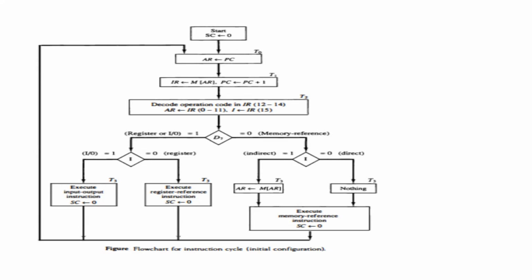If the opcode is 7, it means the D7 bit is active, then it may be a register reference or else input output. If the mode bit is 0, it is register reference, and if it is 1, then it is input output. If it is register reference, at the T3 state, the execution state, it will execute the register reference instruction and the sequential counter becomes 0. And if the opcode is 7, D7 is active, and the mode is 1, then it is an input output instruction. It will execute the input output instruction, and the sequential counter will become 0. This is the execution state.